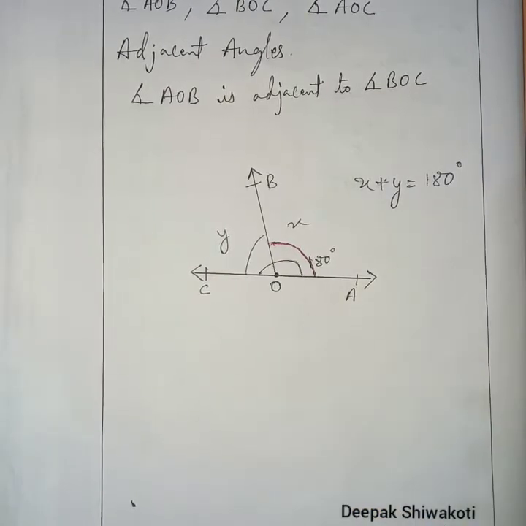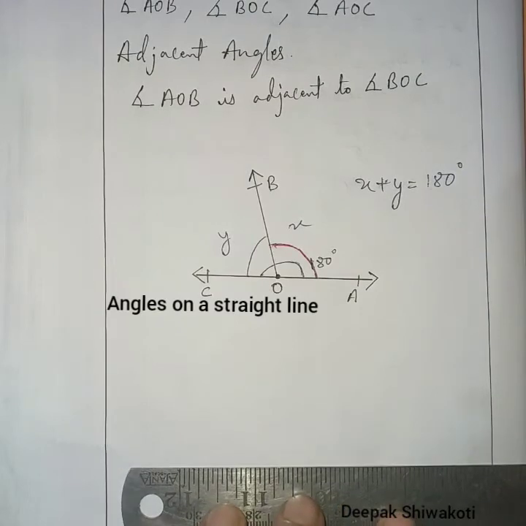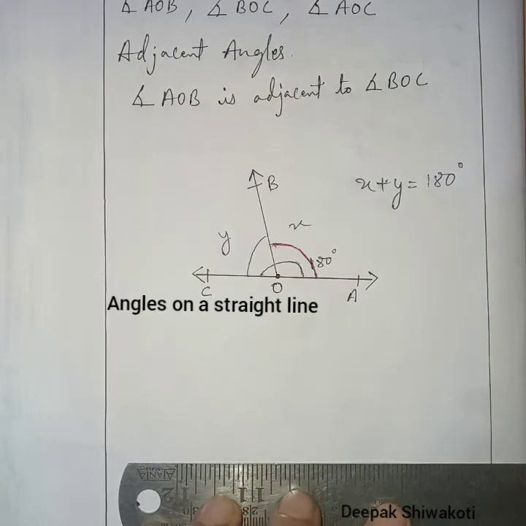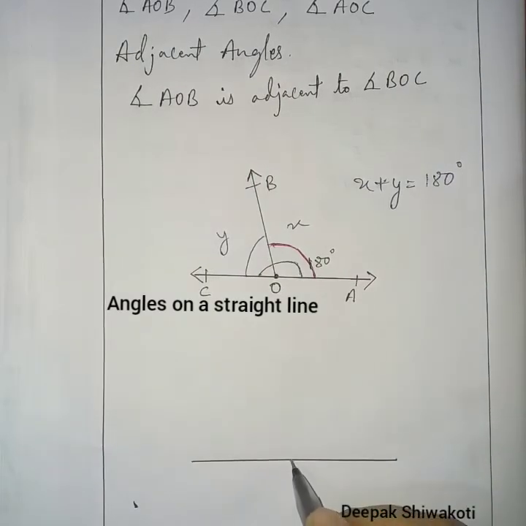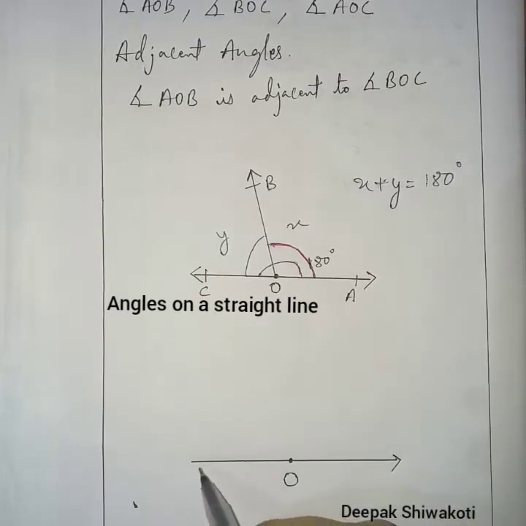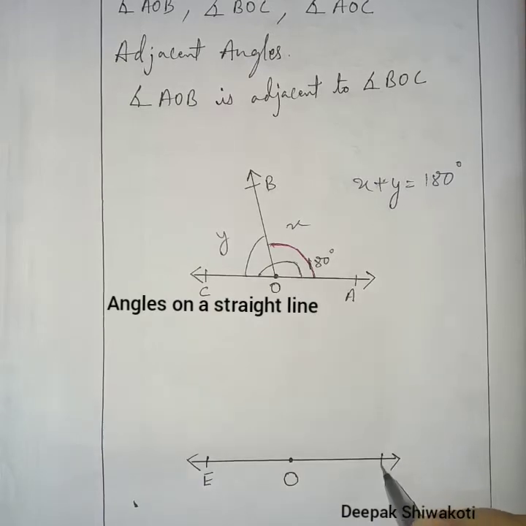Another important result on a straight line, let us see. This is a straight line. Suppose this is the point of origin of all the rays coming out from this point O. These are two rays, one moving towards this direction and another moving towards this direction. Suppose this is OE and this is OA.